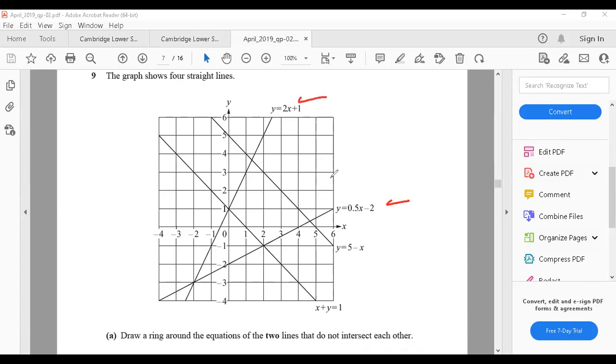The solution for any 2 equations has to be the intersection point where they both meet together. As we can note, both equations intersect at this point. This point has a coordinate of what? -2 and -3. So the value of x will be -2, and the value of y will be -3.